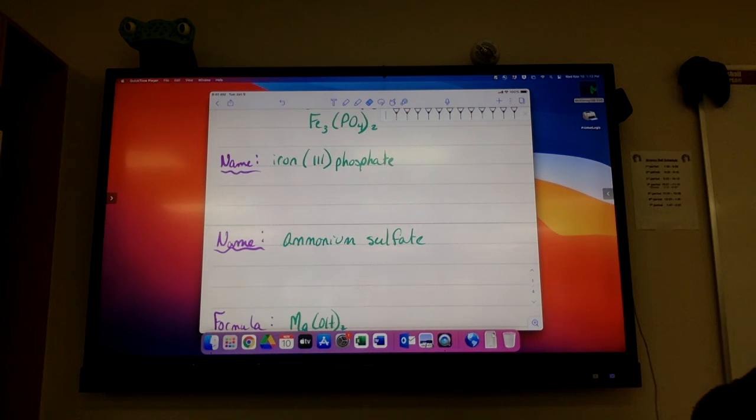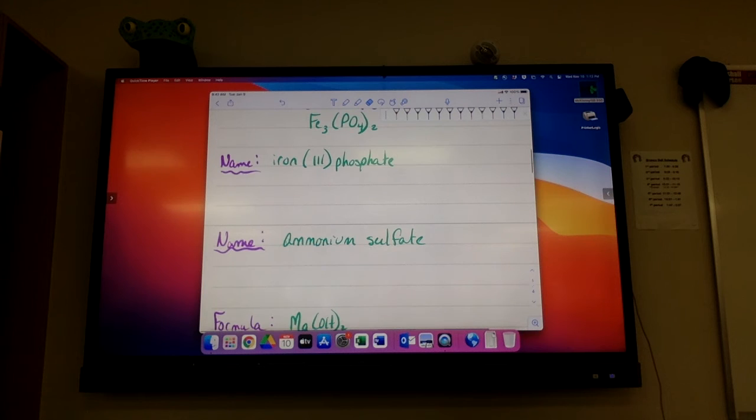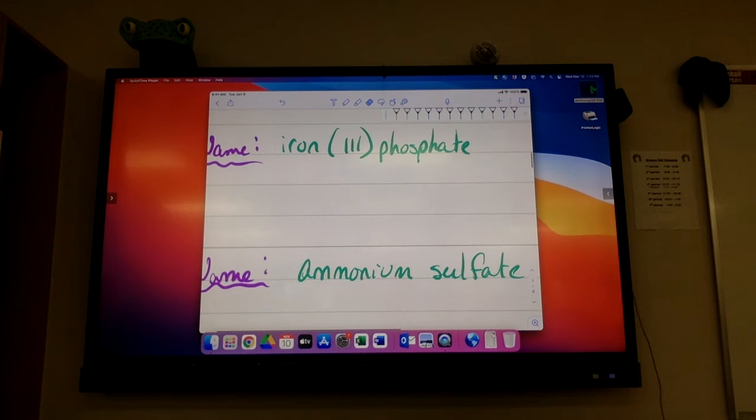Iron 3 phosphate. Did you have a question? What's up? Oh, wait, no, I got it. You sure? Okay. Iron 3 phosphate. Iron is a +3 in this example. Phosphate is still PO4 with a negative 3.